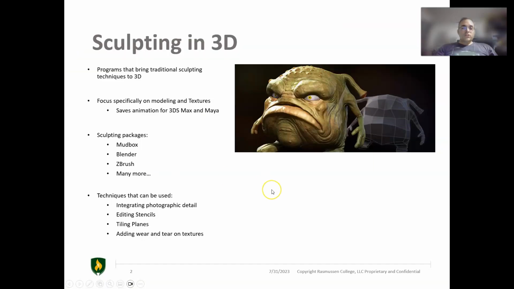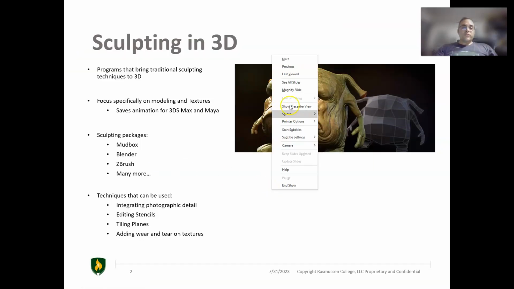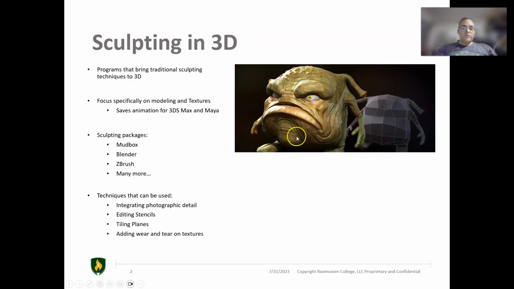Let's go. So sculpting is a really cool thing we're going to be doing this week. We're going to be doing a lot of experimenting, so that's going to be really awesome. We're going to use some programs that really help do that, by using Mudbox. So sculpting can really get defined. You can do this in 3ds Max, but you can go even further with programs that bring traditional sculpting techniques to 3D. These focus specifically on modeling of textures and save animation mainly for 3ds Max and Maya.